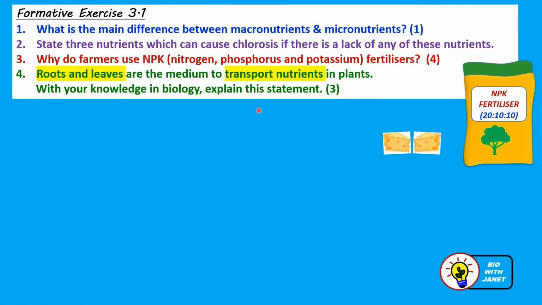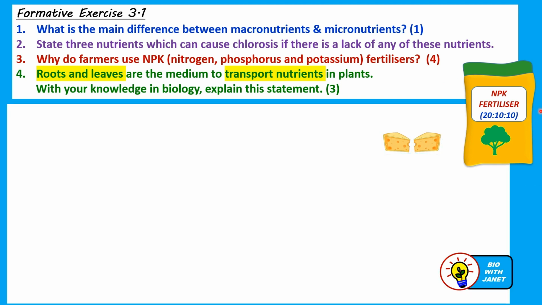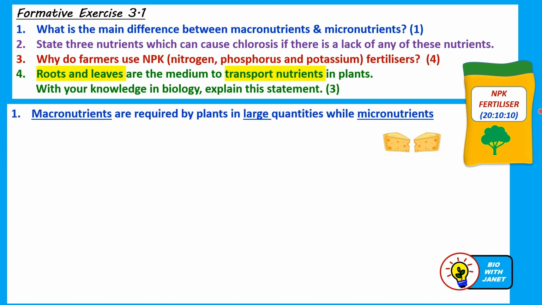Next, let's answer very quickly some important questions in this formative exercise 3.1. Firstly, what is the main difference between macronutrients and micronutrients used in the growth of plants? 1 mark. Now you can try these questions first and pause the video while you're trying the questions, and then later we'll look at the answers. Now the main difference between macronutrients and micronutrients: macronutrients are required by plants in large quantities, while micronutrients are required by plants in smaller quantities.